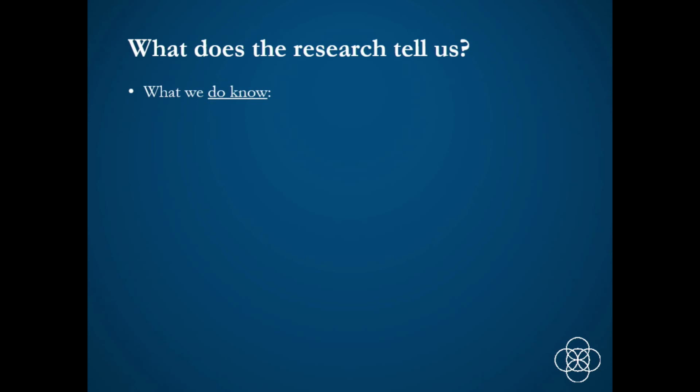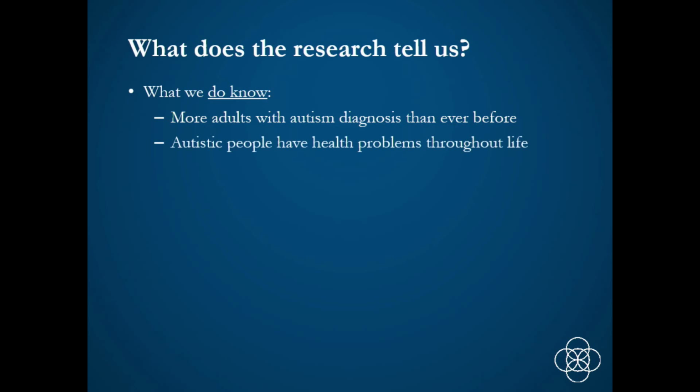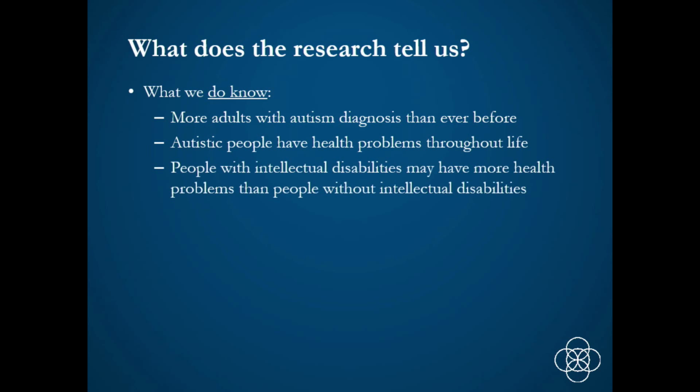So right now, we know a couple of things. We know that there are more adults with an autism diagnosis than ever before. Each year, about 50,000 people with autism reach the age of 18 and become adults. We know that autistic people have health problems throughout their lives. And, specific to the research I'm presenting today, people with intellectual disabilities who don't have autism also have more health problems throughout their lives than people who don't have intellectual disabilities.